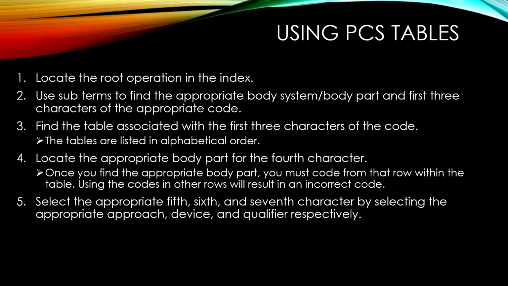Next, you're going to locate the appropriate body part for the fourth character. Once you find the appropriate body part, you need to code from that same row within the table. If you use the codes that are listed in other rows, it will result in an incorrect code. The last step is to select the appropriate 5th, 6th, and 7th characters by selecting the appropriate approach, device, and qualifier respectively.